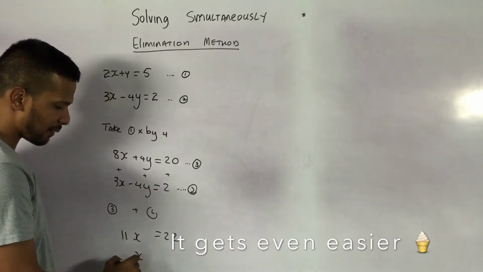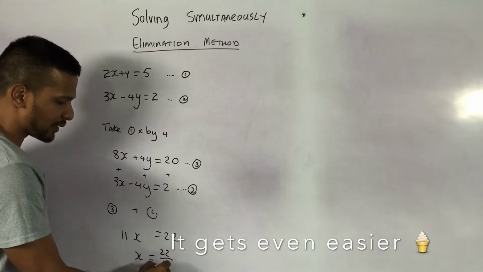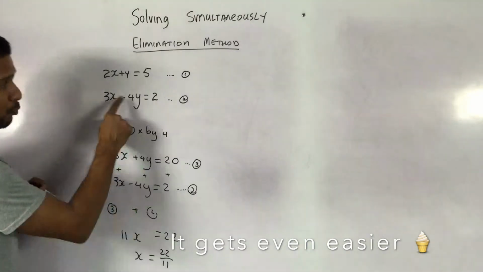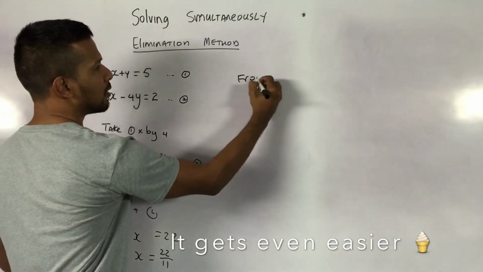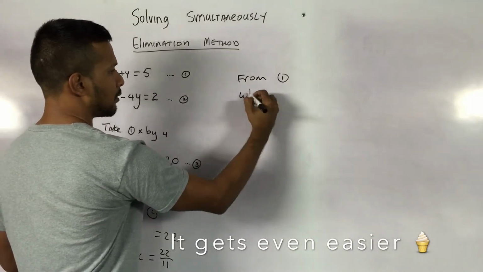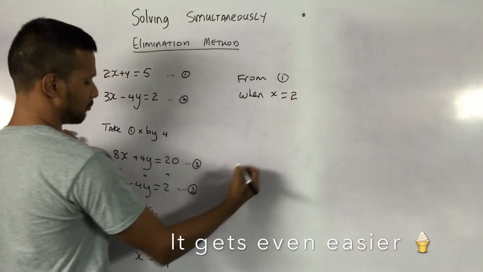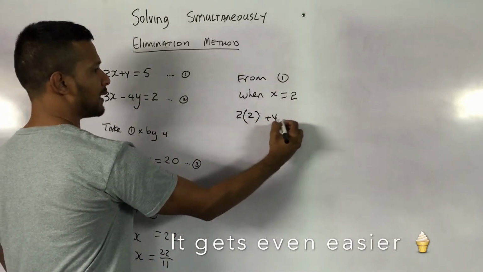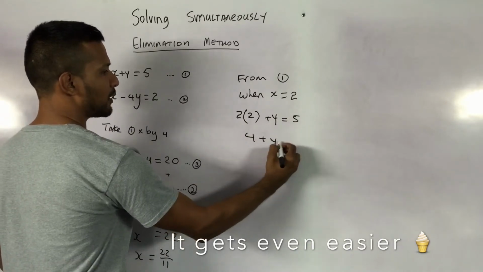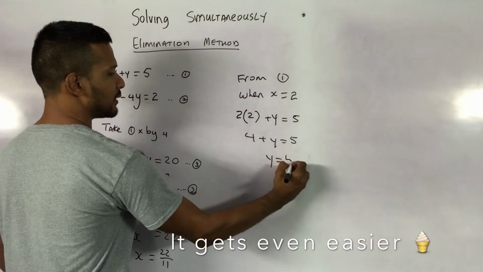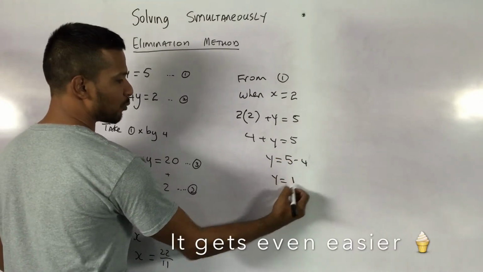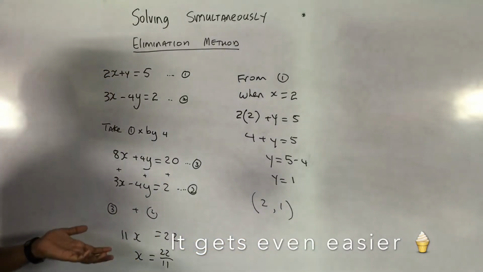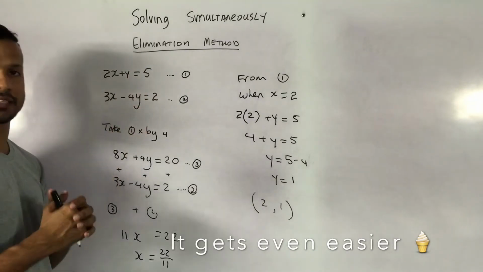And here, I divide both sides by 11, and I'll get x is equal to 22 divided by 11, which is 2. Okay? But I'm not done. Remember, I have two equations. So I can say now, from equation 1, when x is equal to 2, I will have 2 times 2, plus y is equal to 5. So I'll have 4 plus y is 5. So y is equal to 5 minus 4, so y is 1. And the answer written like this, x is 2 and y is 1. So that's the way you solve simultaneously using the elimination method.